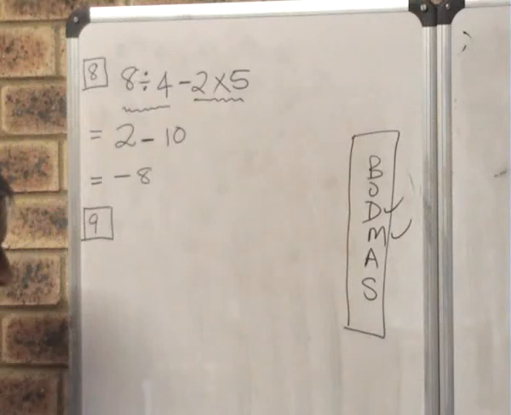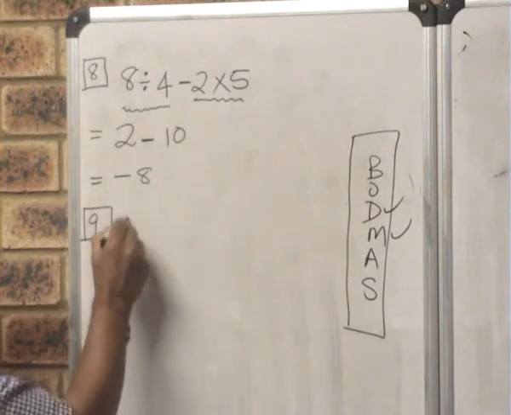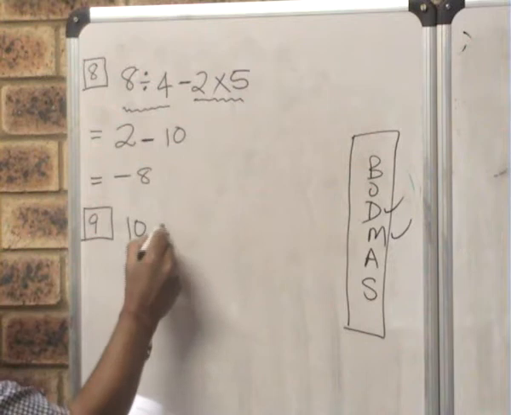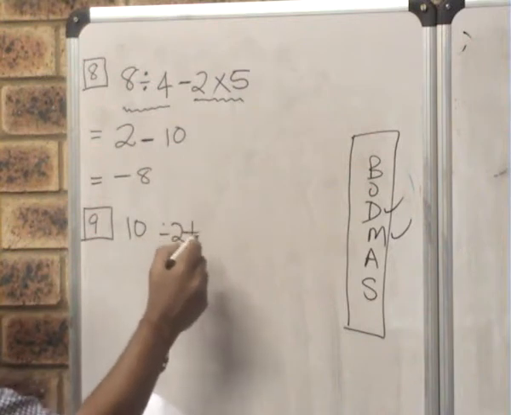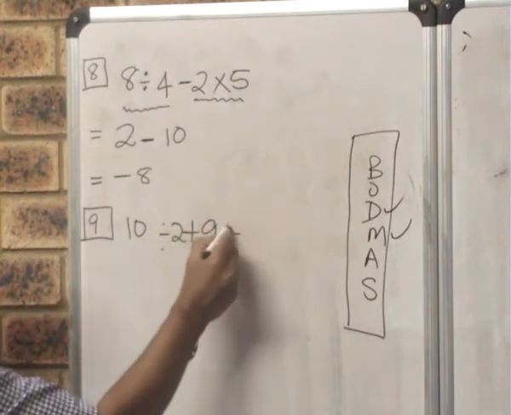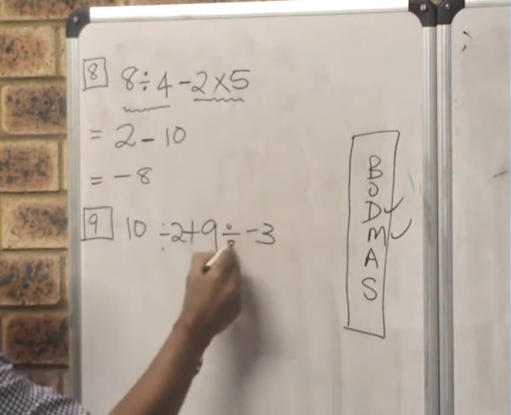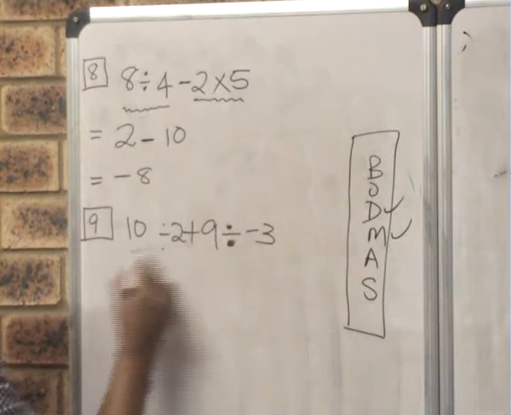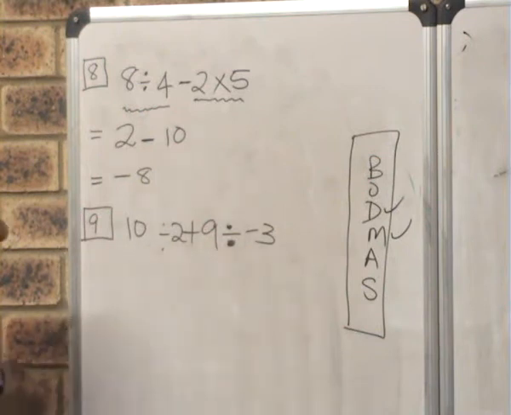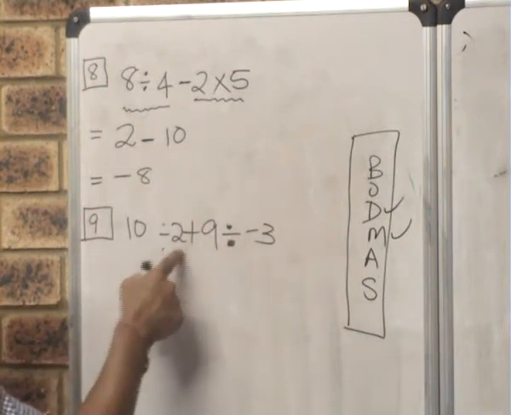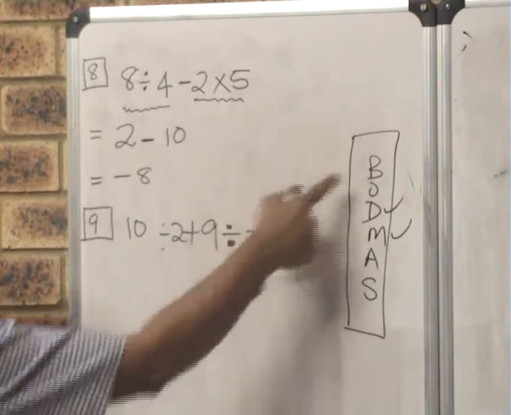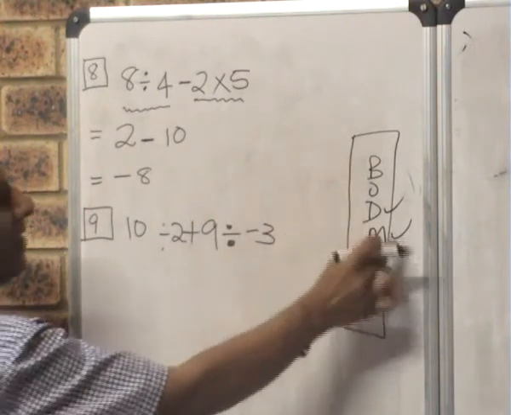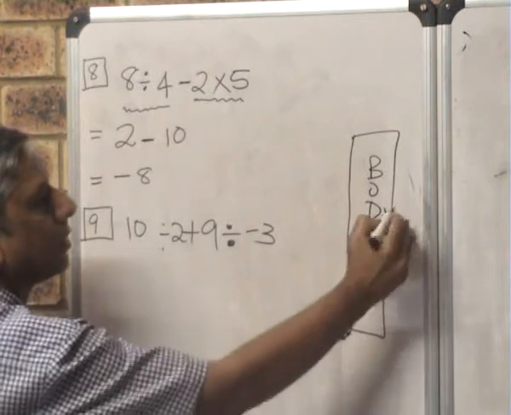9, 10 divided by 2 plus 9 divided by minus 3. So when you apply the rule of BODMAS here, you can see that you have to divide 2 times. No brackets, no of, but I'll have to divide 2 times.